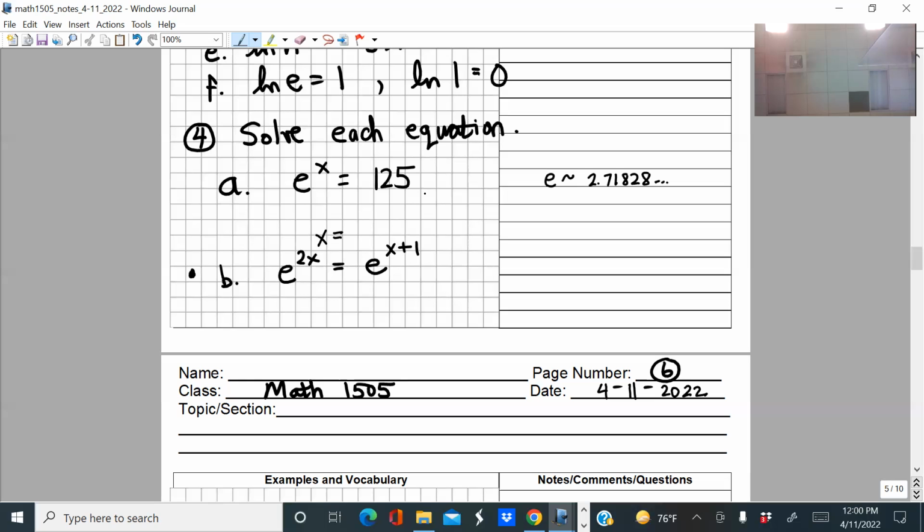But this is where our knowledge of inverses is helpful, right? Because we know the inverse of the function e to the x. What's the inverse of the natural exponential function? It's the natural log function, ln. So just like we did with inverse trig functions, let's apply the natural log function to both sides of this equation.